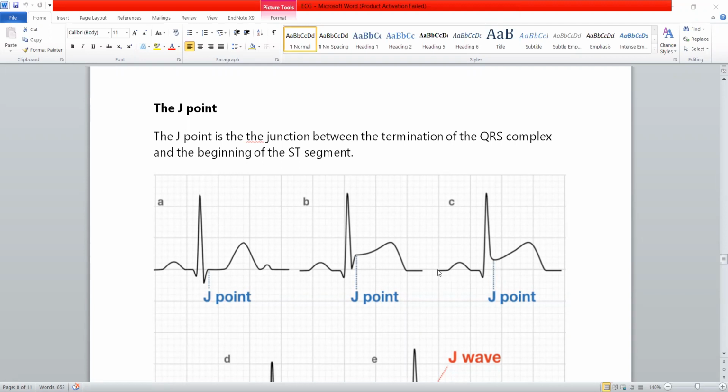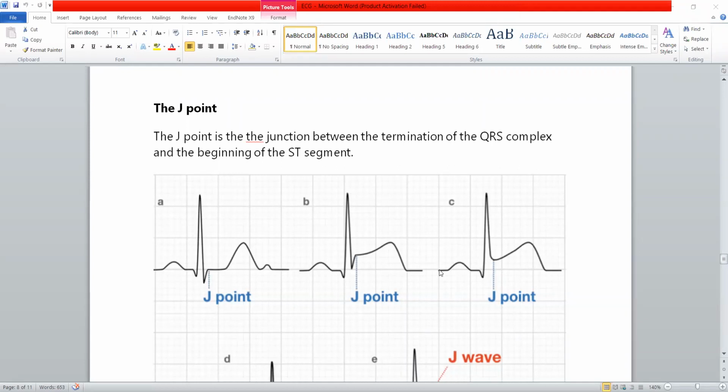TP point is a straight line or isoelectric line, which is our reference point to see ST elevation or depression or PR depression. Remember that most people take this line, the PR segment, as an isoelectric line or reference point. But sometimes the PR segment can be depressed, such as in pericarditis. So the accurate reference point is TP point, the isoelectric line between the T wave and the P wave, which is this one.